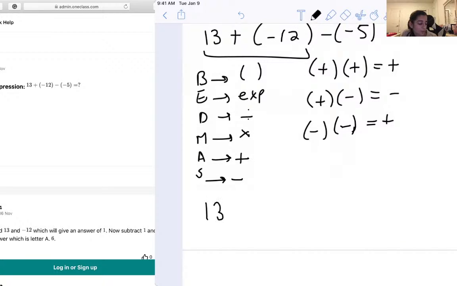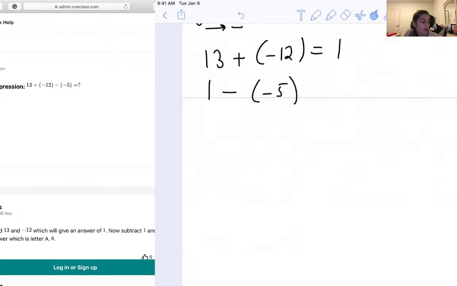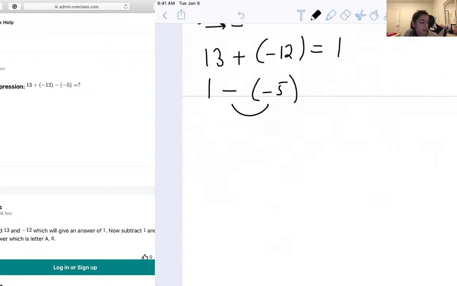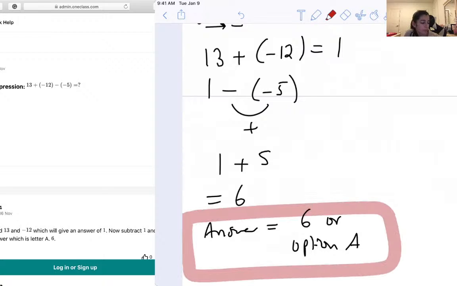So we're going to start from this term, adding these two terms first. 13 plus negative 12 equals 1. And then don't forget, a lot of people just say 1 is the answer. That's not right. We still have this part left. So 1 minus negative 5. As we talked about above, when you have a negative and a negative, that turns into a positive. So 1 plus 5 is equal to 6. So our answer is 6, or option A. There we go.